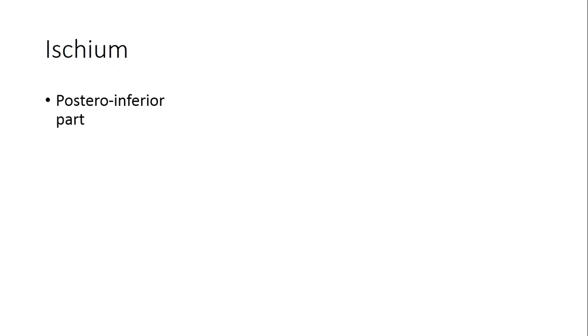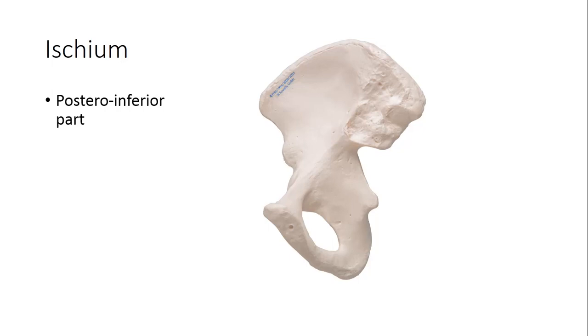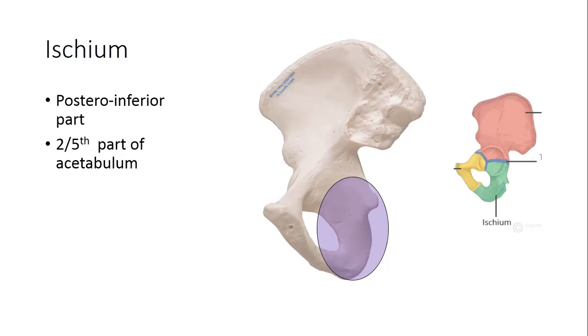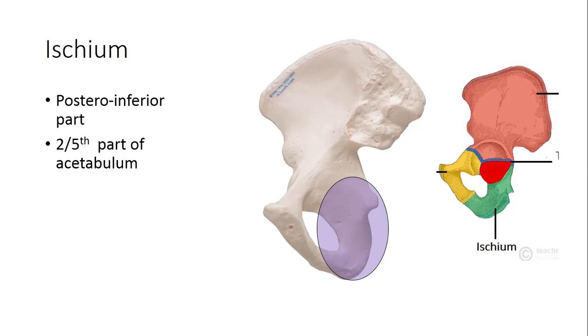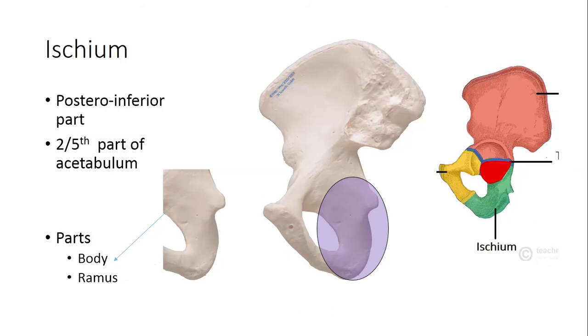Ischium, as I have told you, is the postero-inferior part of the hip bone, and it forms 2/5 part of the acetabulum. This is the acetabulum and this is the 2/5 part. Now the parts: it has a body and a ramus. This is the body, and this is the ramus. This ramus joins the inferior ramus of the pubis and forms the ischiopubic rami.